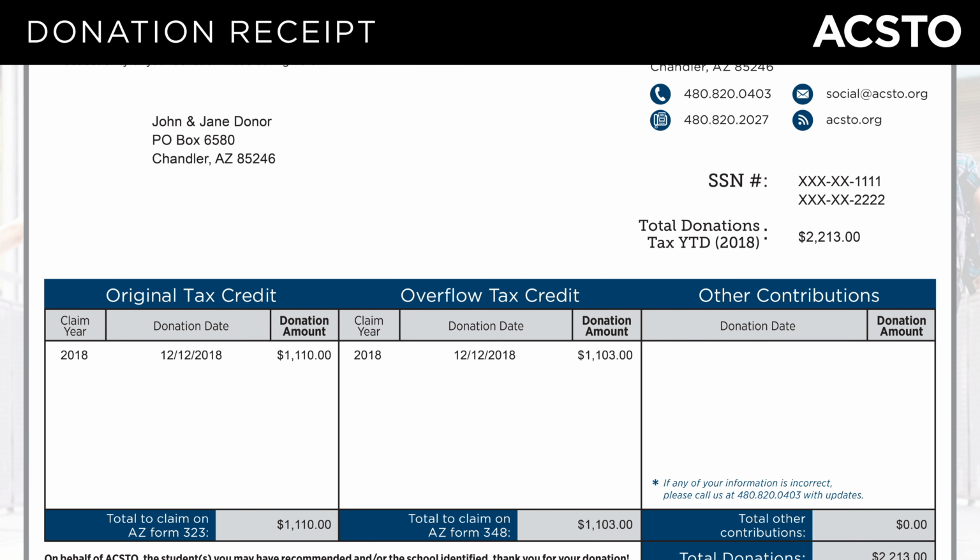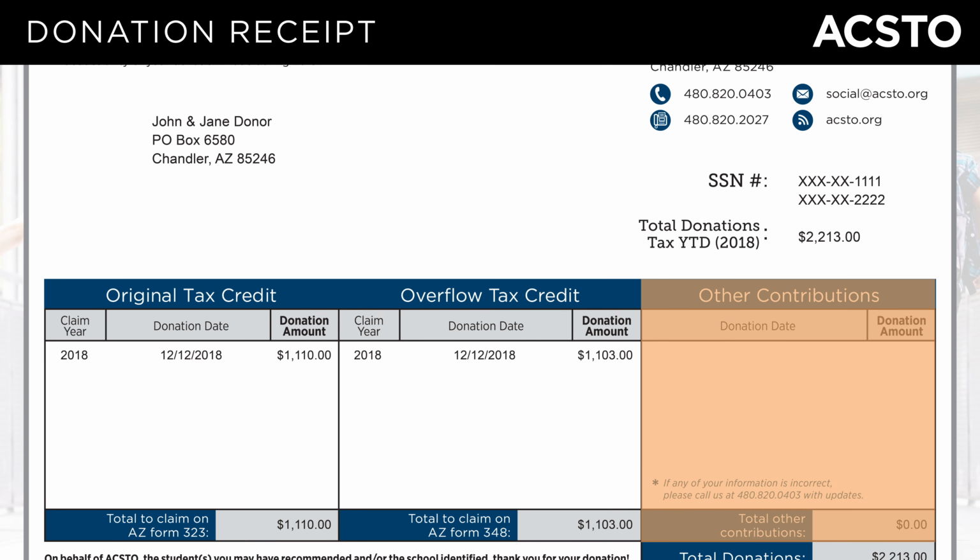Our receipts will only show donations you intend to claim for the listed tax year, and it's divided by the original tax credit, the overflow tax credit, and other contributions. The original column is the individual private school tax credit. If you've donated enough to maximize what you are allowed to claim for the original, the extra amount overflows into the overflow column, also known as the switcher tax credit. If you donate more than your maximum for both of these tax credits, or if you're simply donating as a charitable gift, that falls into the third column called Other Contributions.